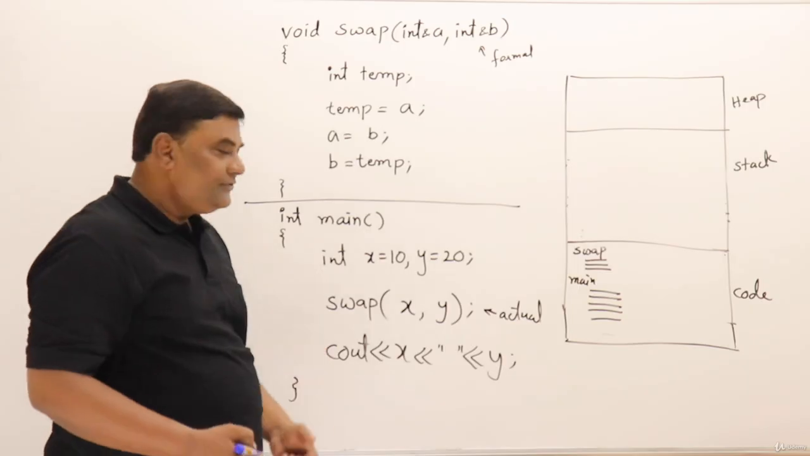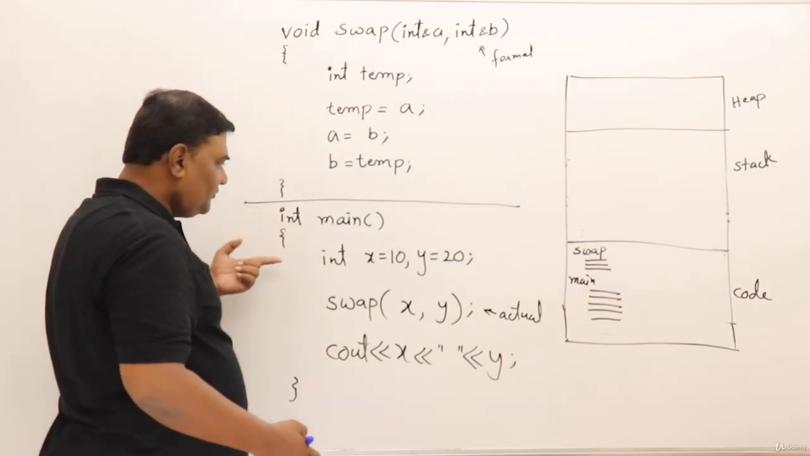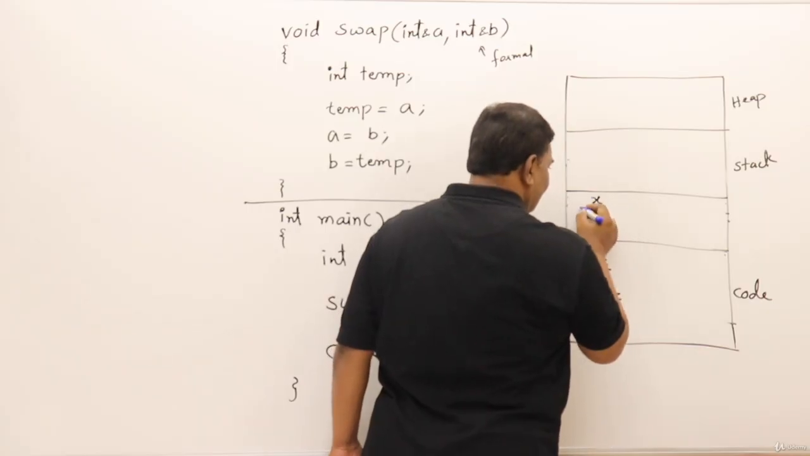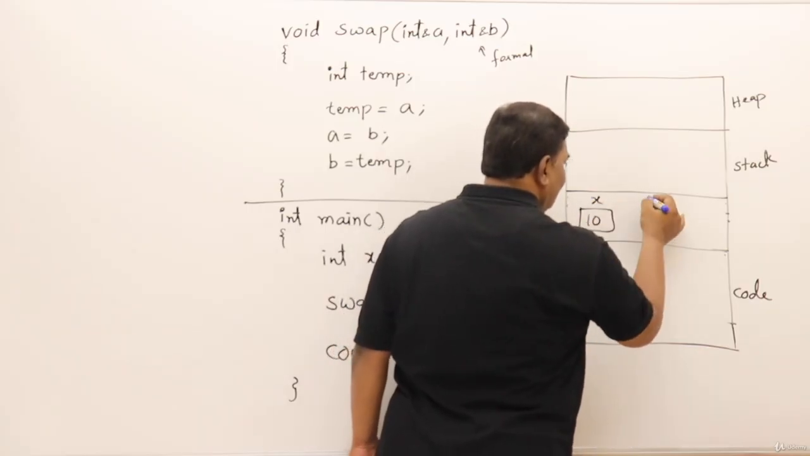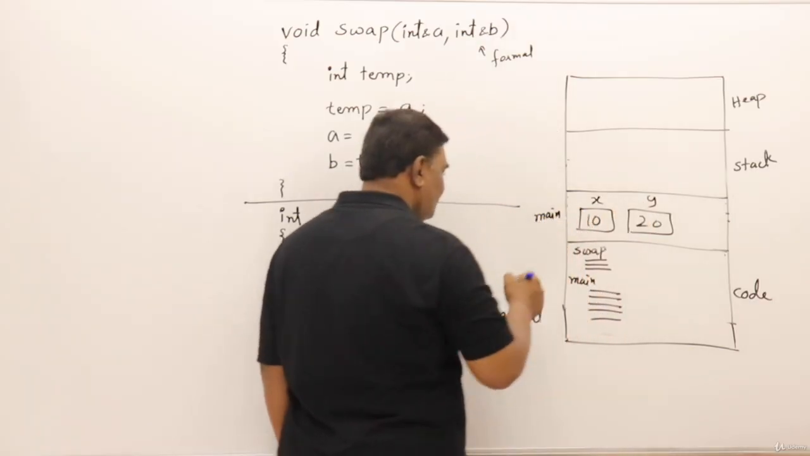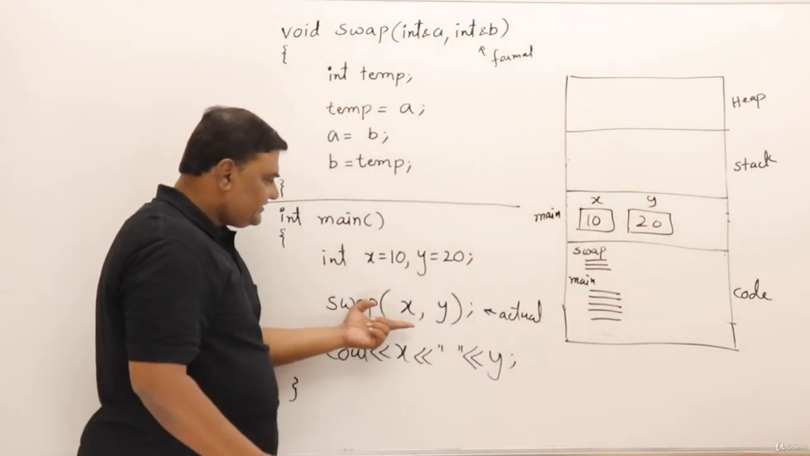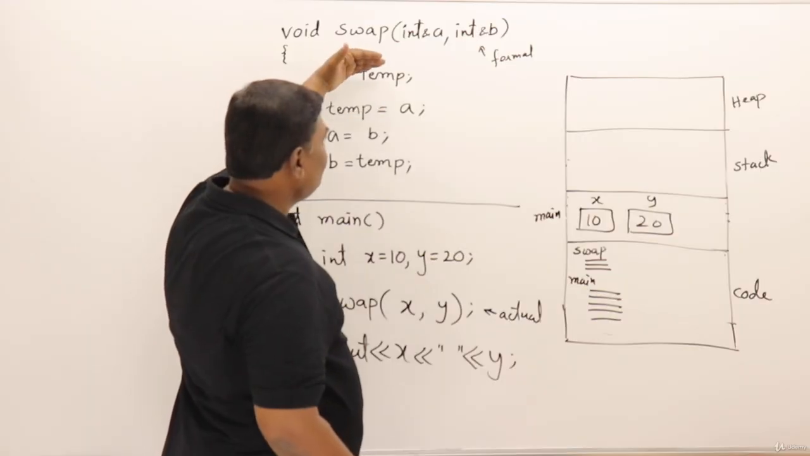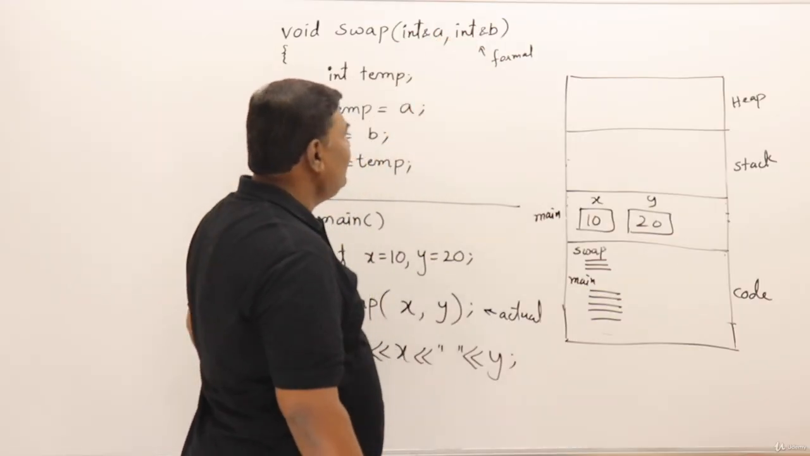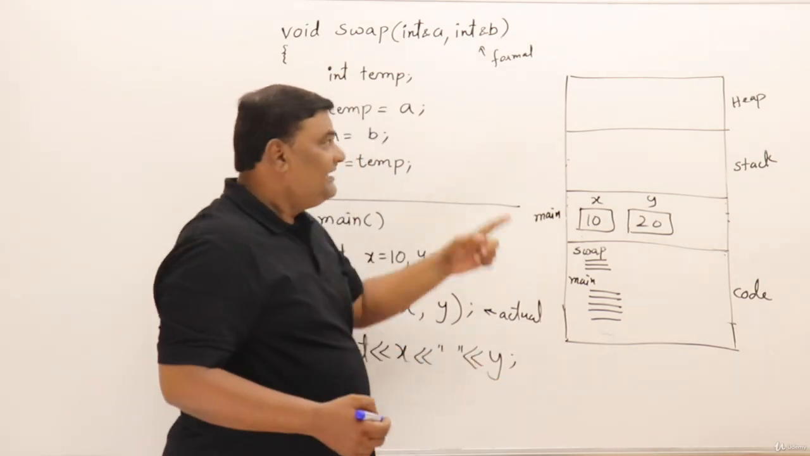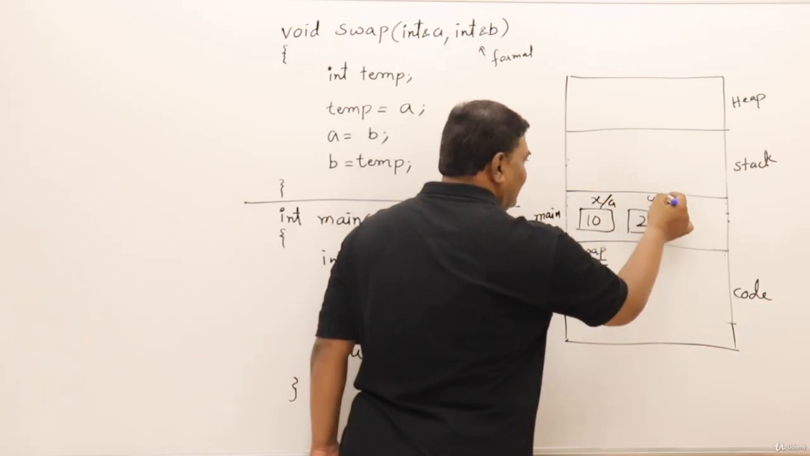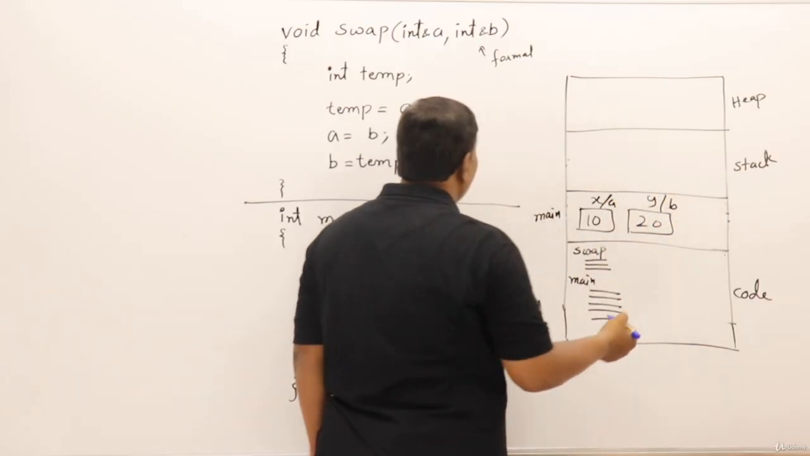Let us see how it works. I'll show the execution. The main function starts. The moment main starts, the variables are created for main, x having value 10 and y having value 20. Now the swap function is called, and it has three variables, a, b and temp. But what are a and b? They are not separate variables, they are references to x and y. So this itself is a and this itself is b, and it has temp also.